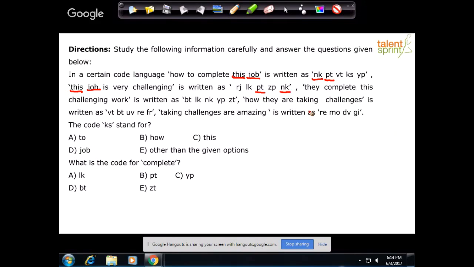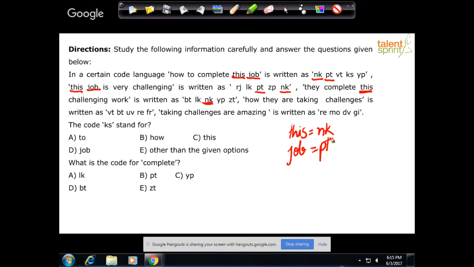So now let us go to the next sentence. If you notice that sentence number 3 also has the word this, and it has the code NK. So from this, we can easily deduce that this stands for NK. If NK stands for this, it means that PT will actually stand for job. So job is actually equal to PT. Now, we have been able to decode two words, this and job.